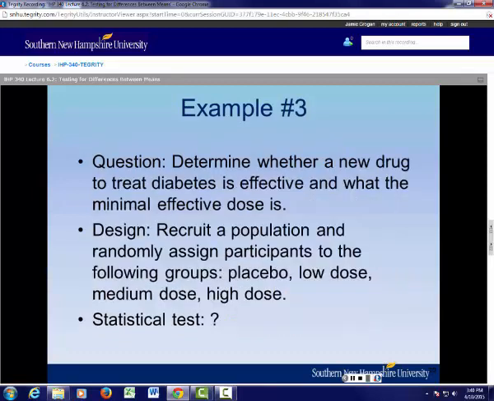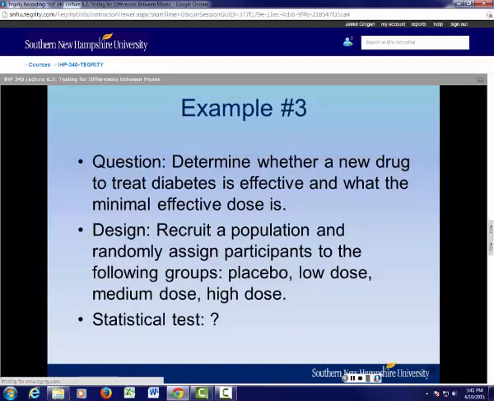Example number 3. Let's see if a new drug to treat diabetes is effective and what that minimal effective dose is. So we're going to recruit a sample from a population, and we're going to randomly assign people to the following groups: placebo, low dose, medium dose, and high dose. So we have 4 groups here. One group that's getting no active ingredient in their pill, another that's getting a low dose, then a medium dose, and then a high dose. 4 different groups.